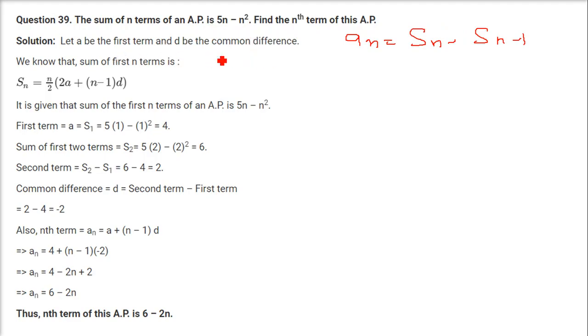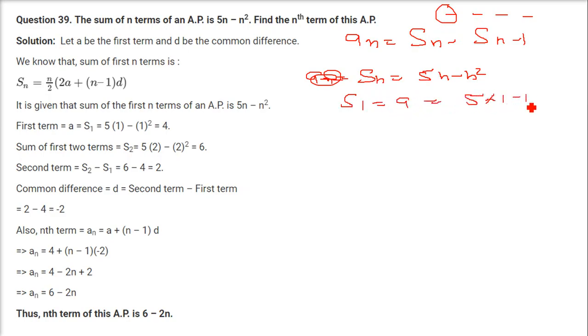We know that the sum Sn is n by 2 into (2a plus (n minus 1) into d). Here it is given as 5n minus n square. So the first term will be a, because the sum of the first term is always one term. So S1 is a only, that is 5 into 1 minus 1 square. So 5 minus 1, that is 4. So a is 4.